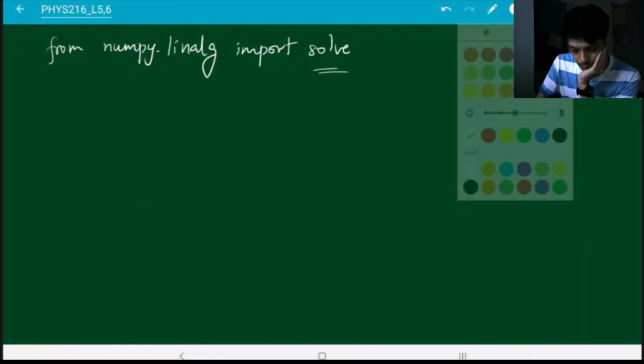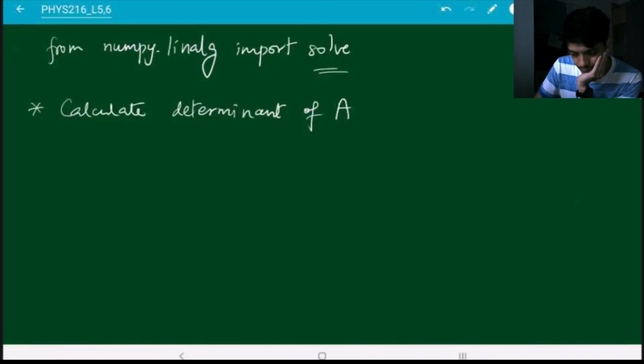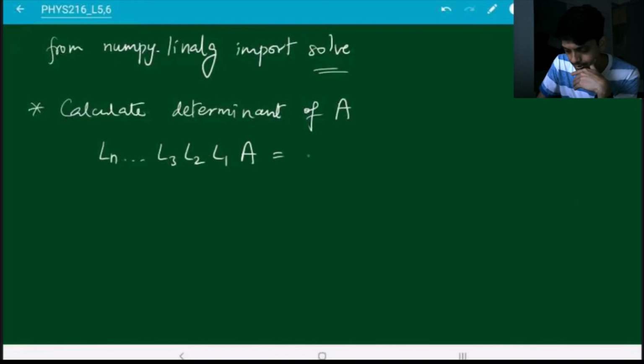Next thing we want to do is calculate the determinant of a matrix. So far we have been trying to solve linear equations simultaneously. So how do you calculate the determinant of matrix A? Same way. You take your matrix A and you apply to it a series of elementary row transformations such that your matrix A reduces to identity. So you are applying a bunch of row transformations Ln, ..., L3, L2, L1 on A such that the end product is the identity matrix.